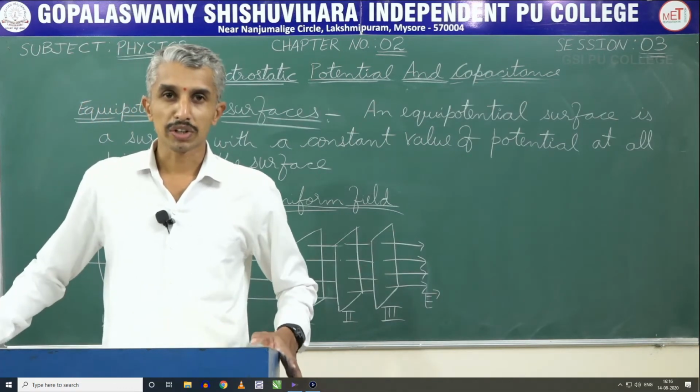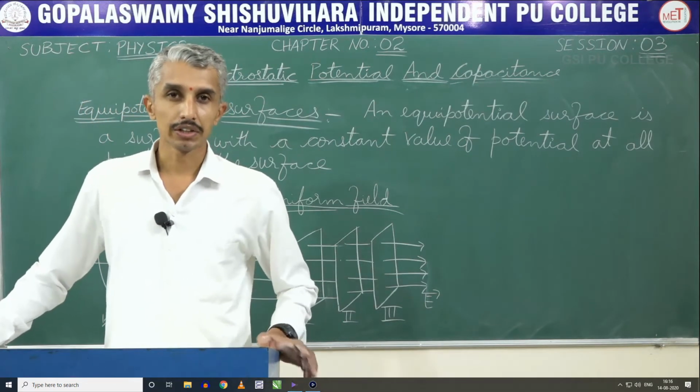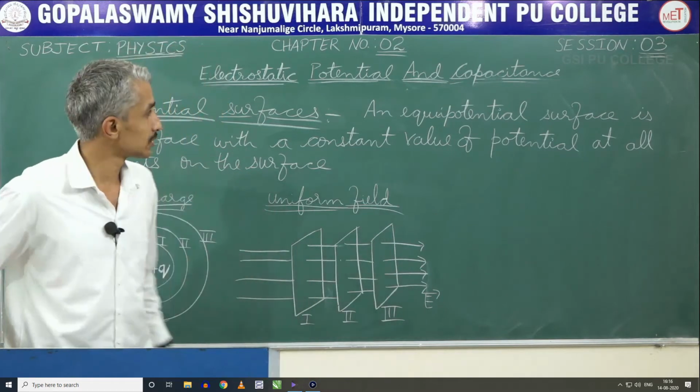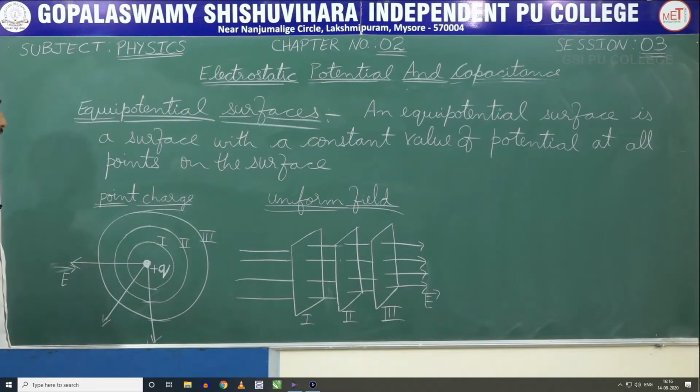Let us know what are equipotential surfaces. An equipotential surface is a surface with a constant value of potential at all points on the surface.